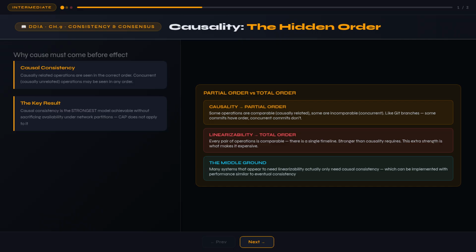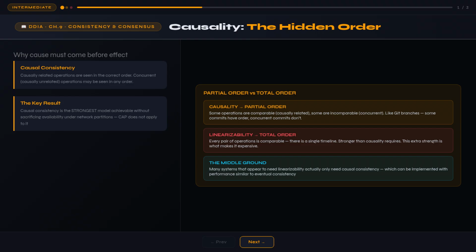of the matter. Linearizability, by contrast, defines a total order as if there's a single timeline on which every operation appears at one instant. This is stronger than causality requires. And that excess strength is exactly what makes linearizability expensive.